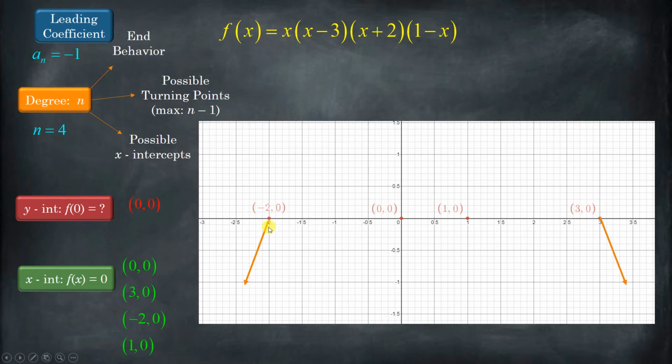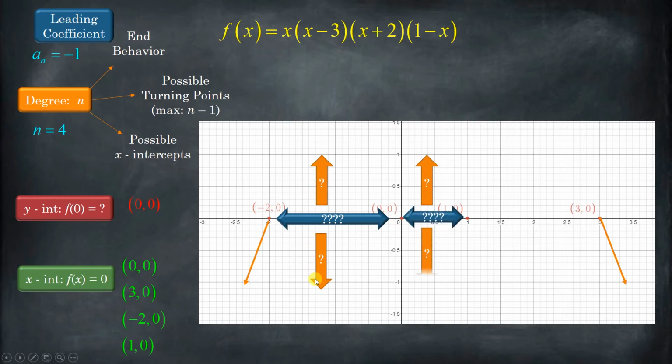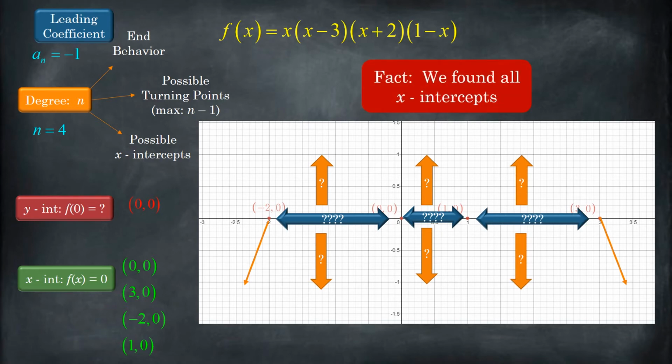Now at an x-intercept, the graph could go all the way through, or it could just touch that point and turn around. So we don't really know what happens in between negative 2 and 0. It could be that it's going up, or it could be that the graph is going down. We don't know. We also don't know what's going on between the other two x-intercepts. So we have to find out. But we do know we found all of the x-intercepts.